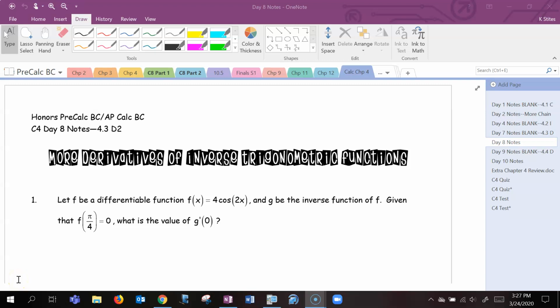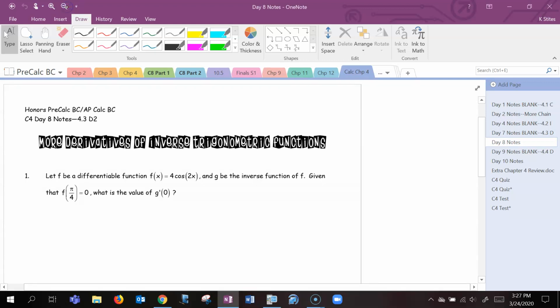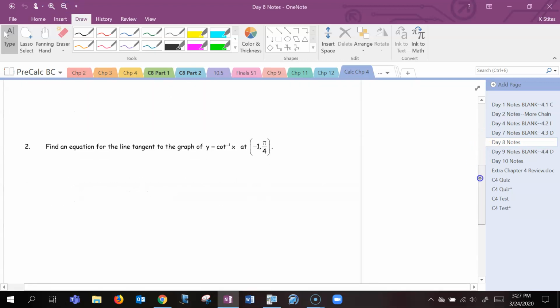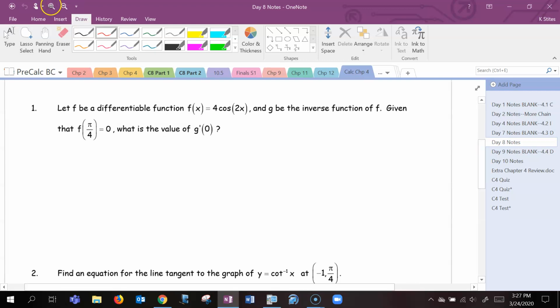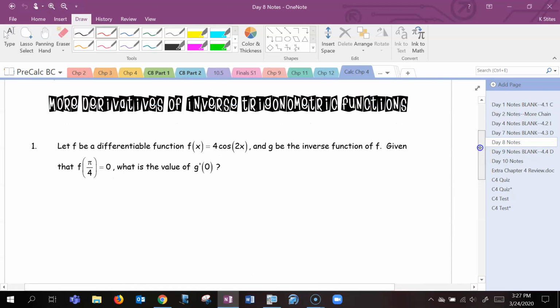Calc BC, we are back for some more derivatives of inverse trig functions. However, we only have 2 examples today. Look at that. And honestly, they're not even that challenging. It's just a little more review from yesterday. That's it. So let's get started.